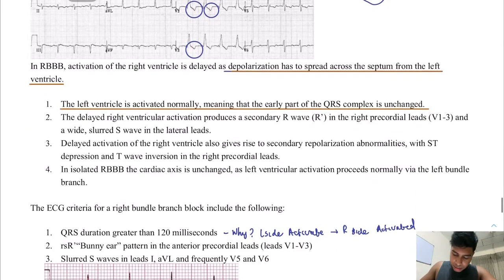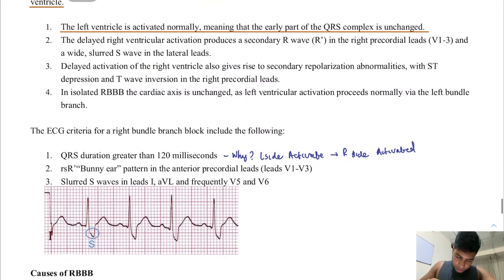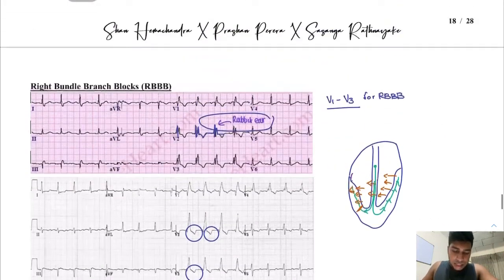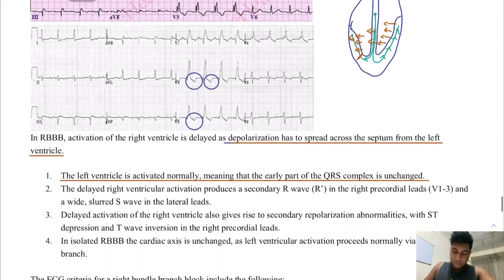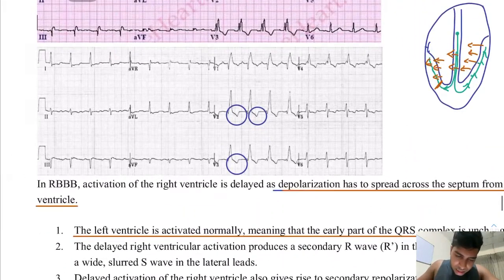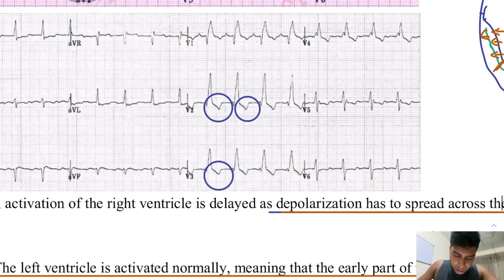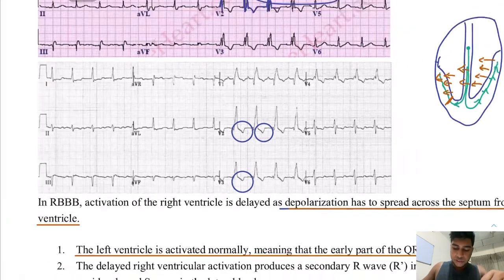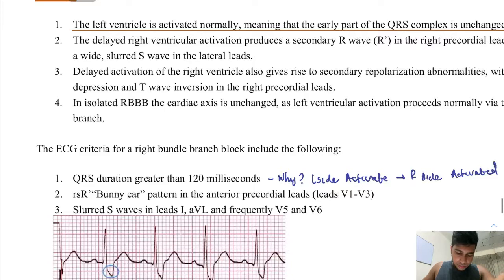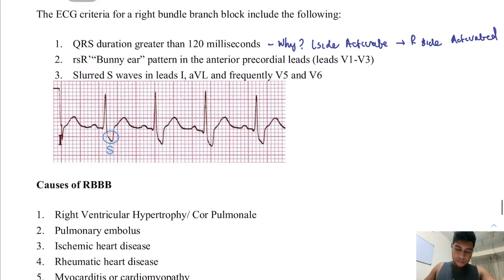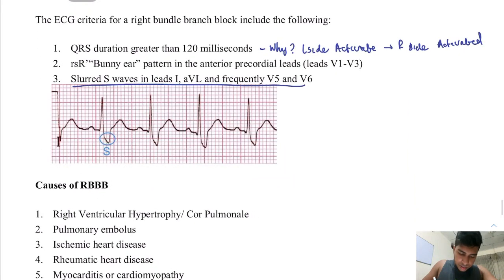Also in this, you get it in V5 and V6. The main thing you need to look for is the rabbit ears. If you see it in V1, V2, remember it's on the right side of the heart, so it's a right bundle branch block. And over here you see a slurring of the waves. You see it in V1, V2, V3. V2, V3 is more prominent. See? Slurred S wave.